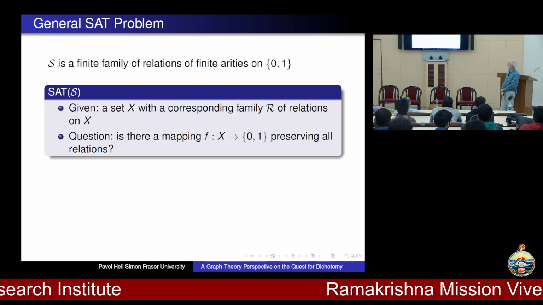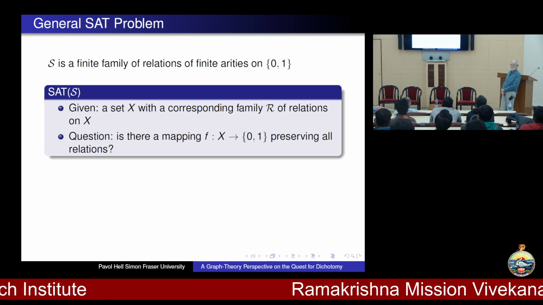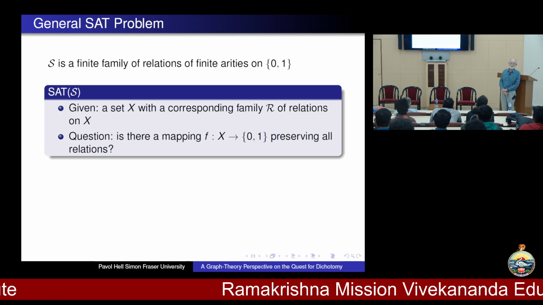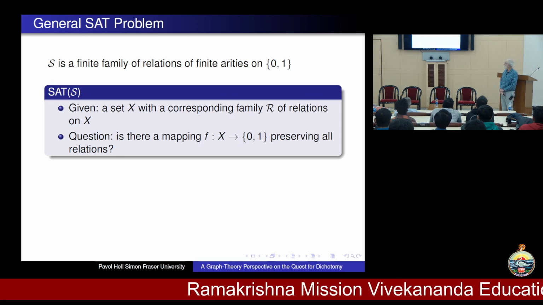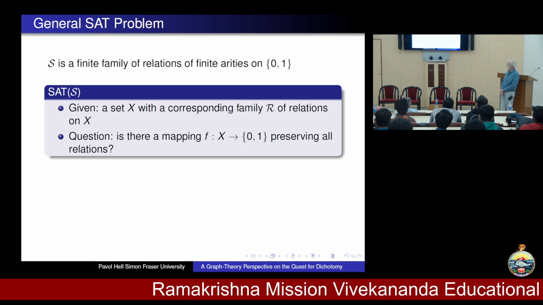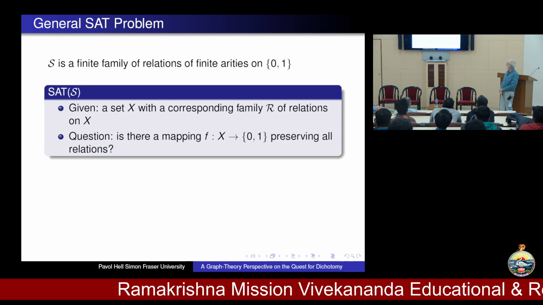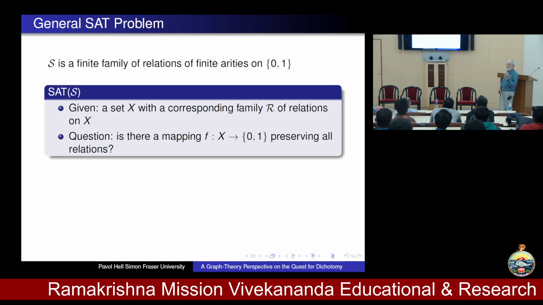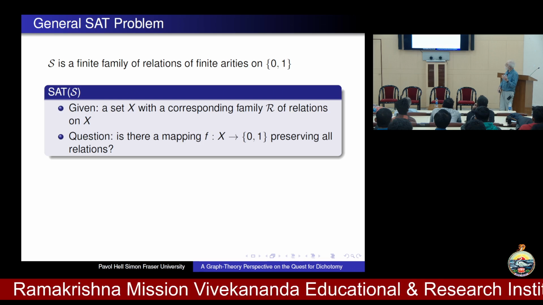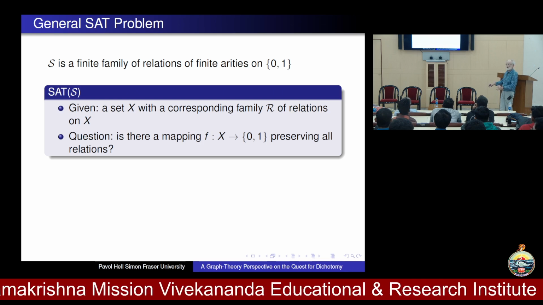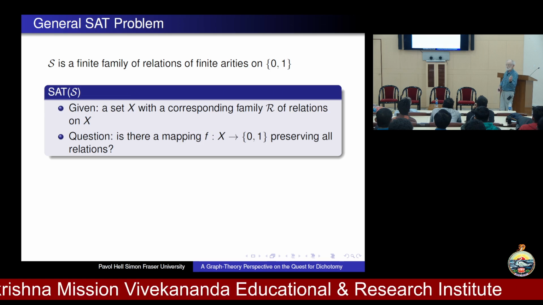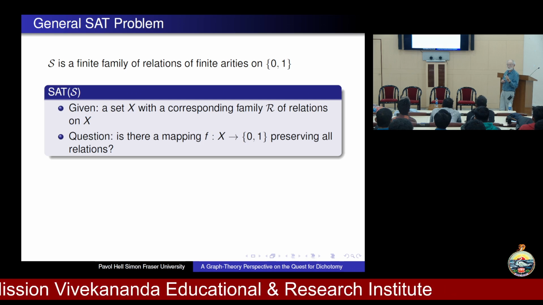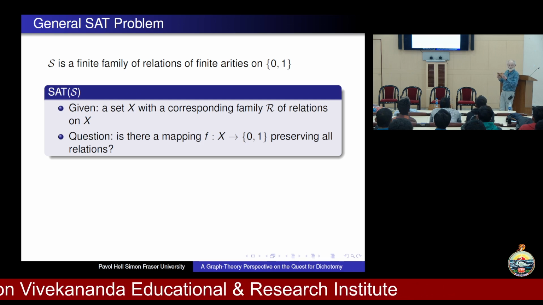So S is a finite family of relations of finite arities. Think about having one binary relation and two ternary relations. And then for this parameter S, the problem is you are given a set with a corresponding family of relations on X. So S is a family on 0, 1. True, false, if you like. But the input has another ground set, a bigger set X. But the relations correspond. If my example S had one binary and two ternary relations, then X will also have one binary and two ternary relations.